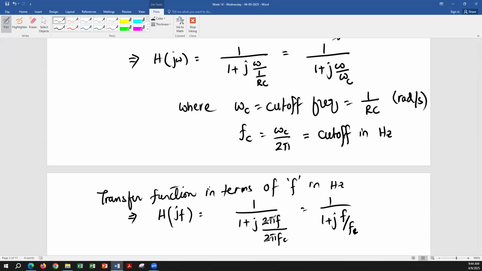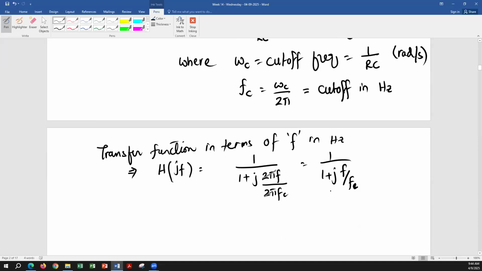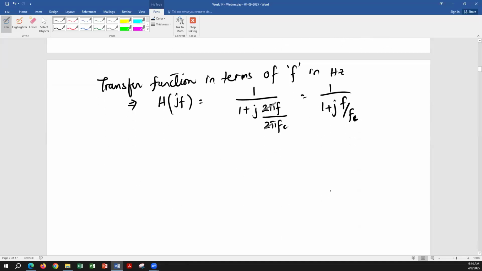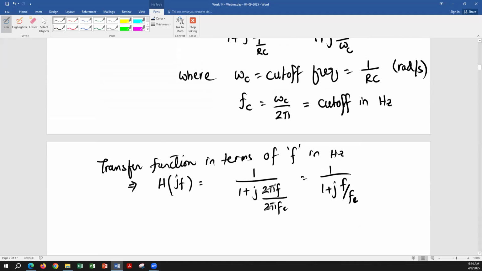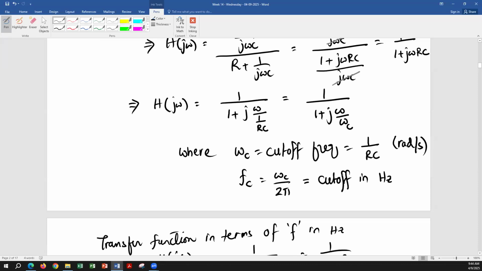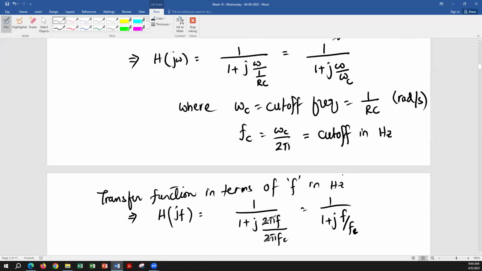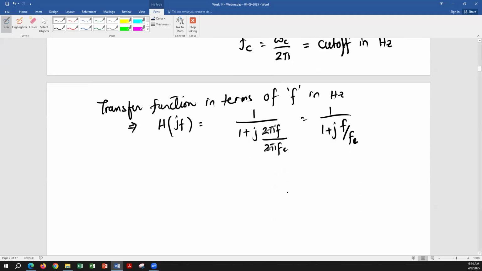All right, now we are calling omega equal to omega c the cutoff frequency. How do we know it is the cutoff frequency? So for that, now this is a complex number, right? Whether you write this down in terms of f or in terms of omega, H of j omega is a complex quantity written in rectangular form because it has the real part as well as the imaginary part.